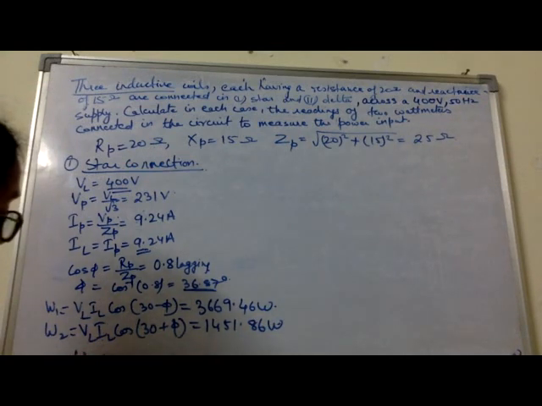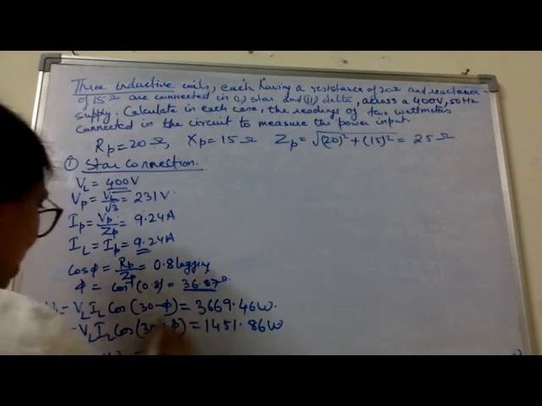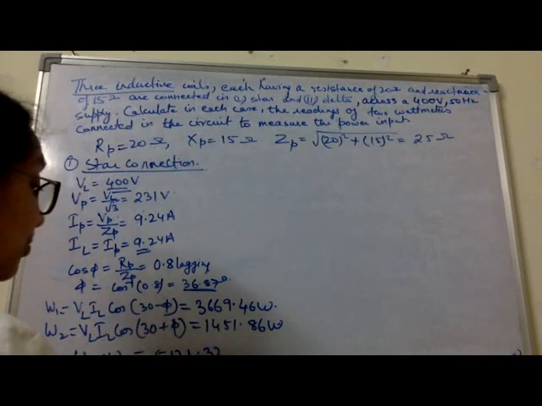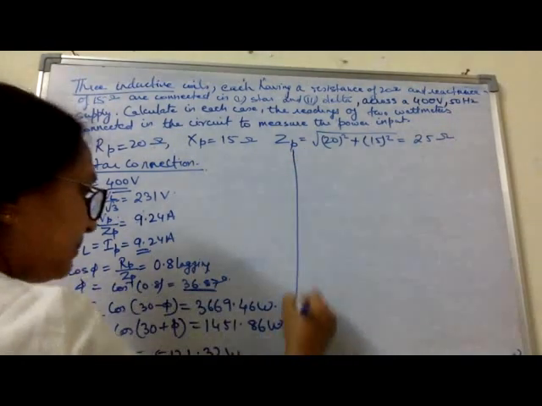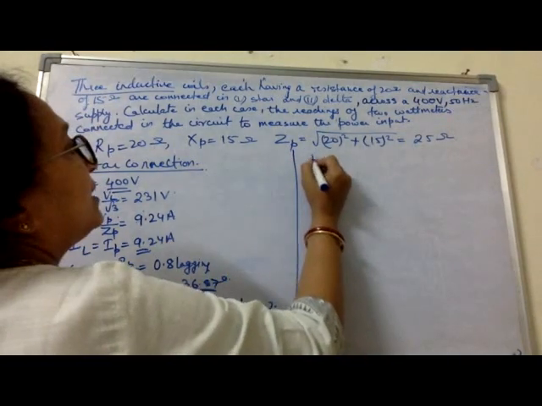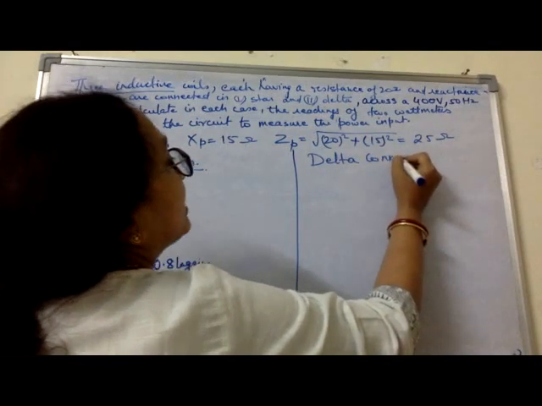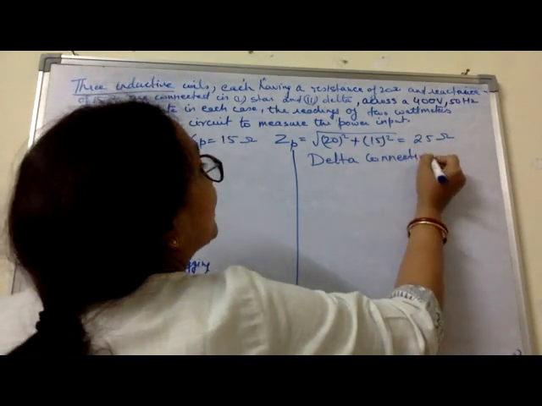Now the total power consumed will be equal to W1 plus W2. This addition of W1 and W2 will give you the value as 5121.32 watts. Now calculate for the second part of the question, that is for the delta connection.